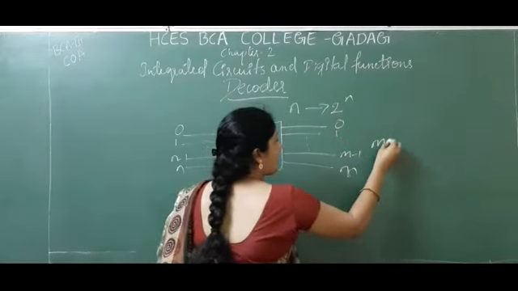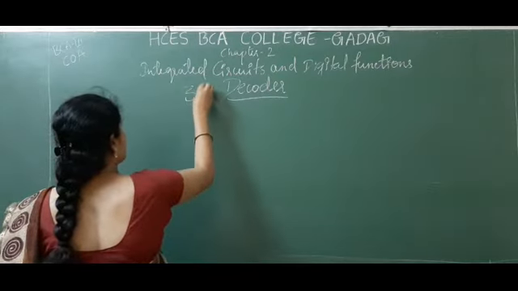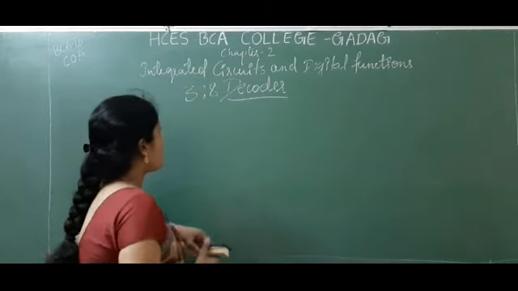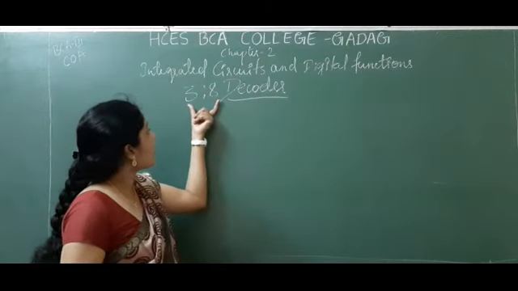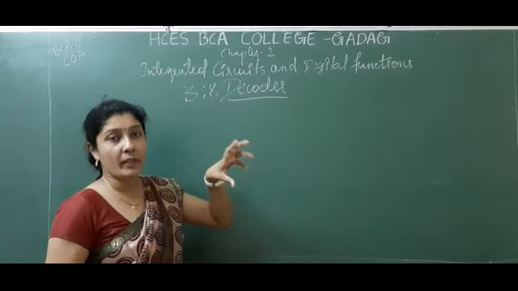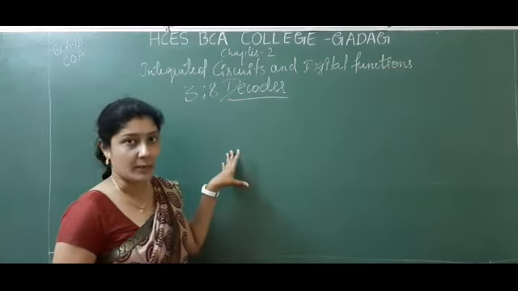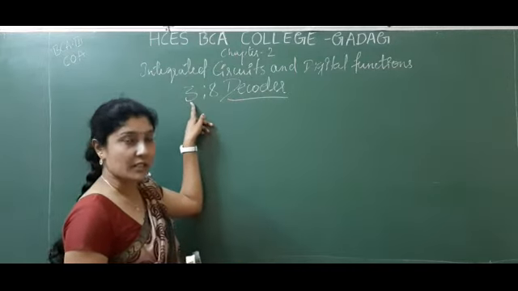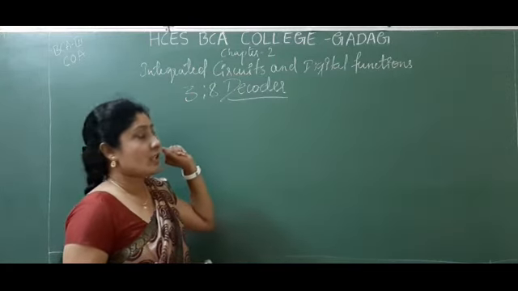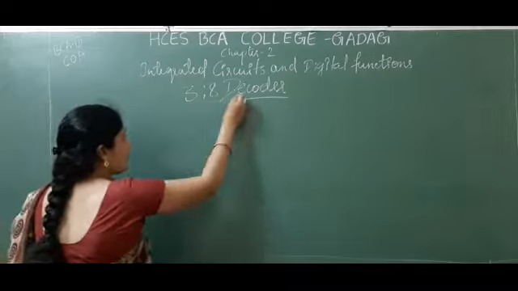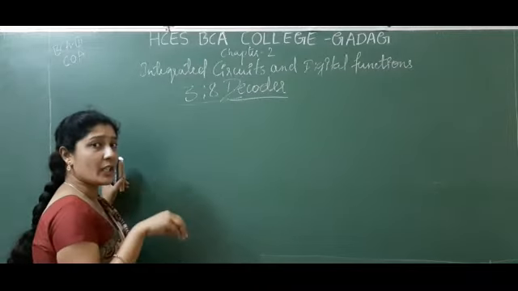Now let us study one example, that is the 3:8 decoder. See, the name itself indicates how many inputs and how many outputs there are. Here 3 inputs are there and 8 outputs are there. So first let us write the truth table for this.